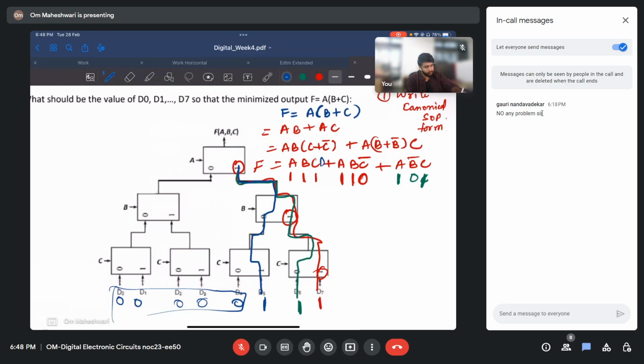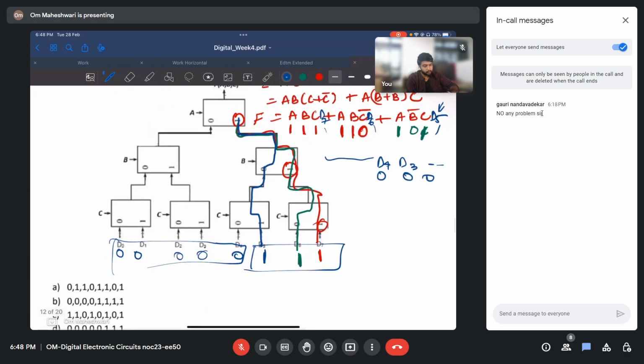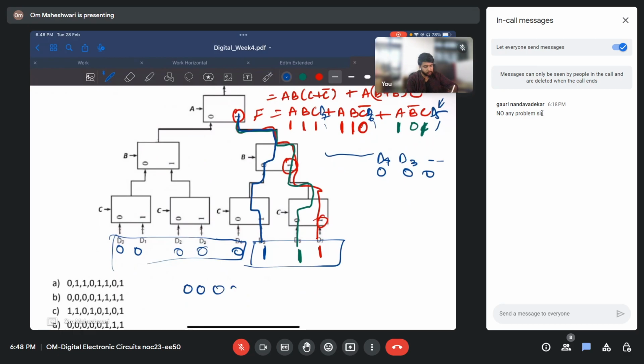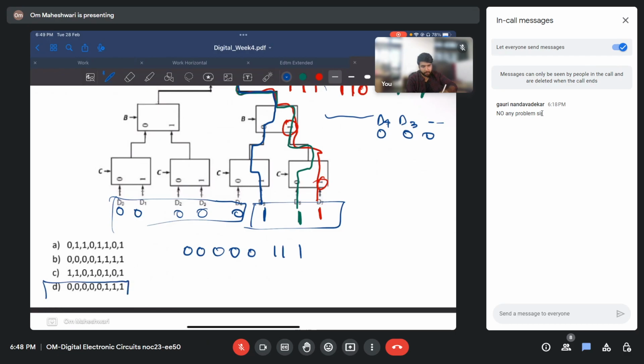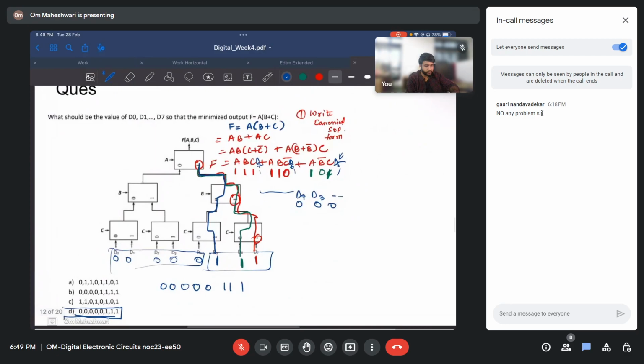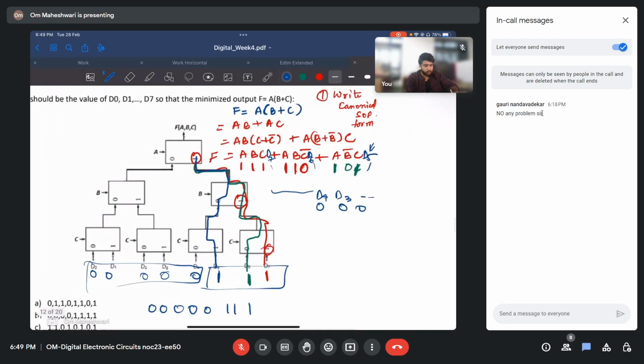D7, D6, D5. Similarly, other terms will have D4, D3, etc. But we do not want them. That's why these all D's should be 0. Only these D should be 1. That's why we are writing 1 here. So our input condition should be 0, 0, 0, 0, 0, 1, 1, 1. Just this one. So this was fairly simple, I think. If you want me to repeat, please let me know.